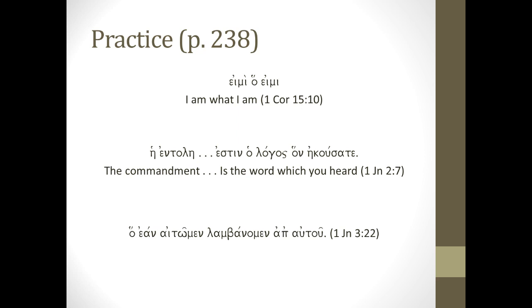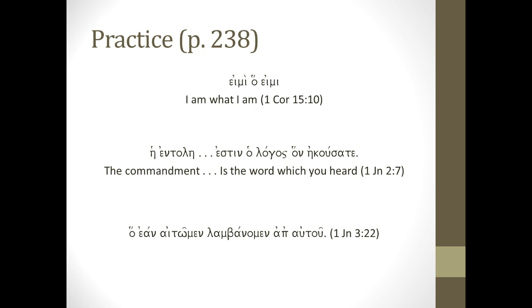Finally, sometimes you'll have a relative pronoun, and it will show up with one of your red flag words. You can see this on page 238. Story actually lists out three possible combinations, and I've already introduced to you this combination at an earlier point when we went over the subjunctive, but now I'm introducing you to the relative pronoun so you understand that aspect of it. So here we have ha ean aitomen, lambanomen ap' autou. Notice that with the ean we're introducing a red flag word. So we know that that's subjunctive.